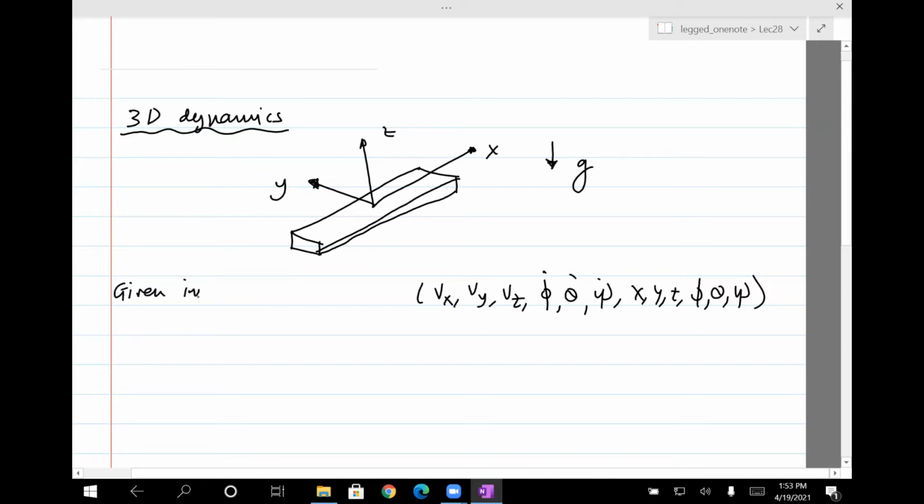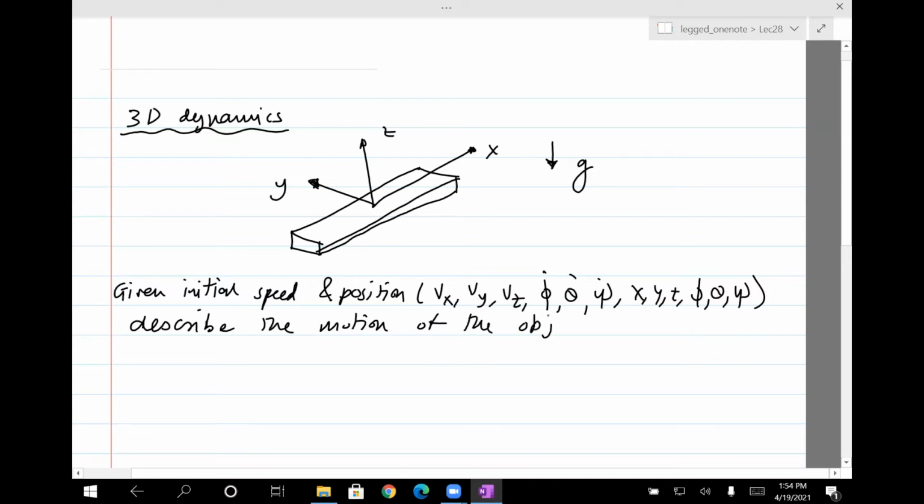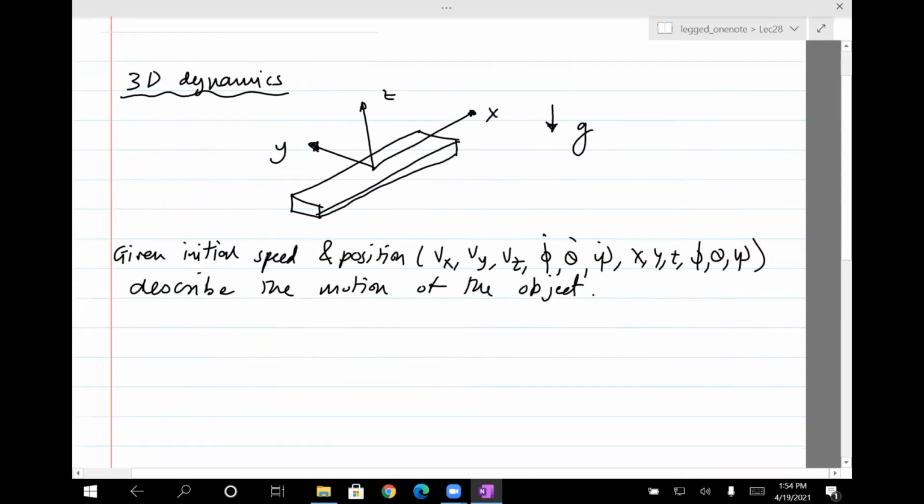Given initial speed and position, describe the motion of the object. So this involves basically deriving the equations.